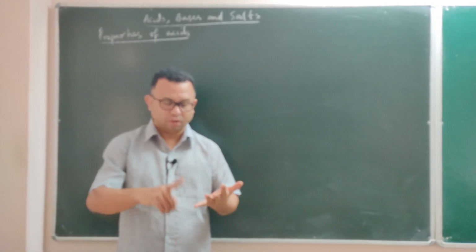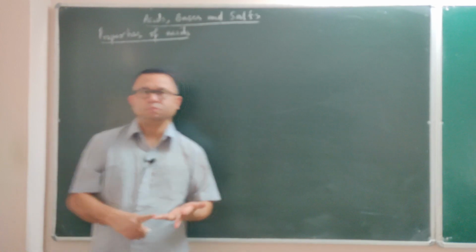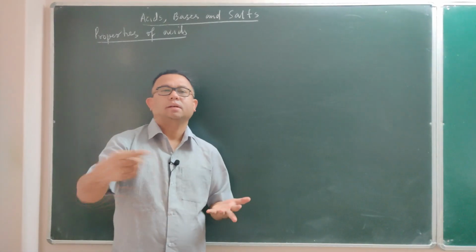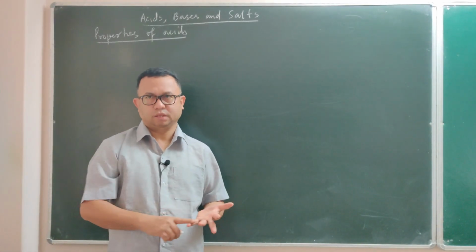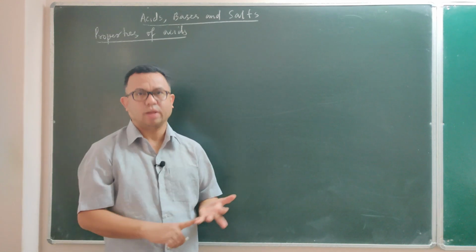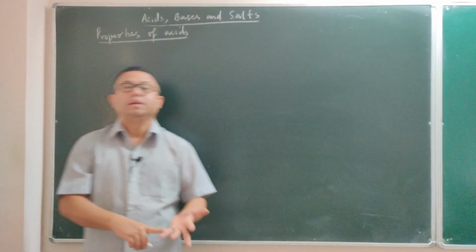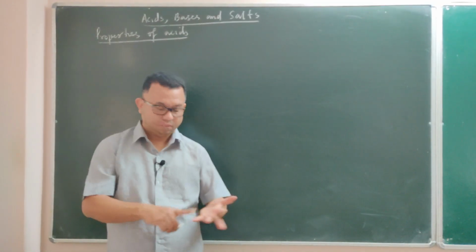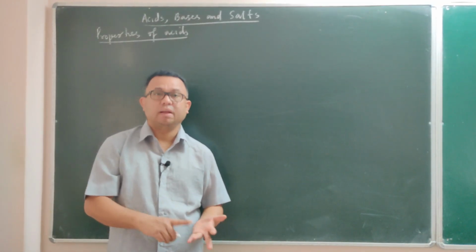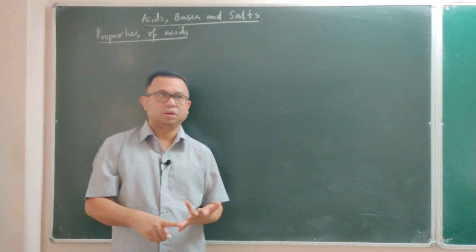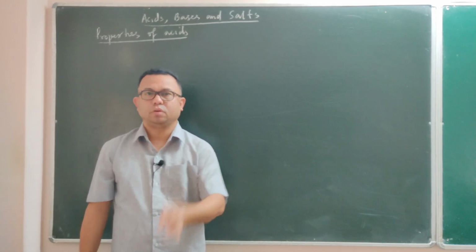The same property you are going to learn in this chapter, acid, base and salt. You are going to learn the same thing in the chapter which will come in future, that is hydrogen chloride or hydrochloric acid. Same properties you are going to learn. Then nitric acid you are going to learn the same, sulfuric acid you are going to learn the same, and finally in organic chemistry you are also going to learn about acetic acid. There also you are going to learn the same property.